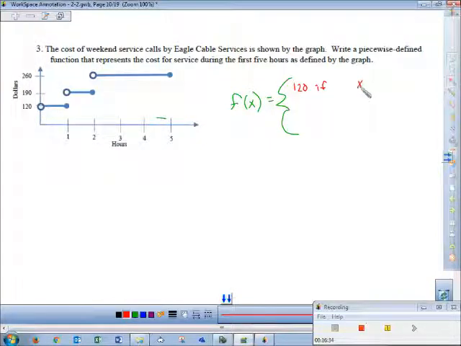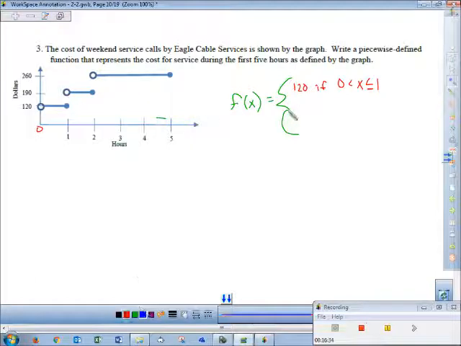So if x is always in the middle, these symbols always point to the left, my smaller boundary is basically 0, and it does not count, and it goes all the way up to 1, and 1 does count, so you'll need the equal to bar right there. So there's your 1. It's going to cost us $120 if they come out and they're there for an hour or less, right? If it's greater than 0 hours, so obviously they have to come out, but less than or equal to 1 hour. So anything that's 15 minutes, 30 minutes, 52 minutes, it costs us $120.